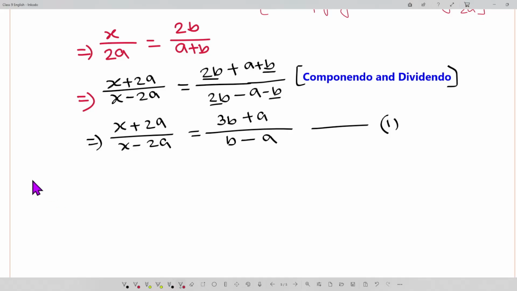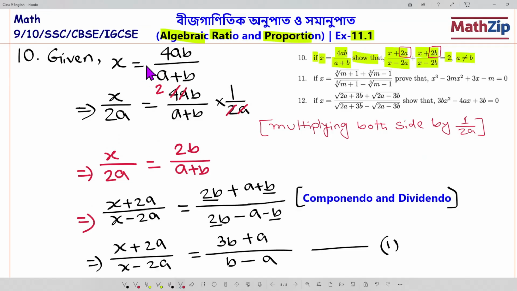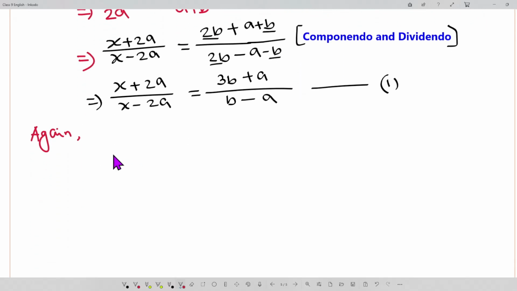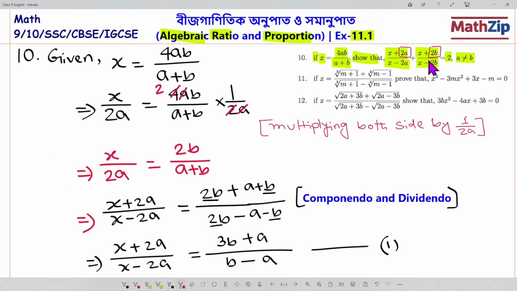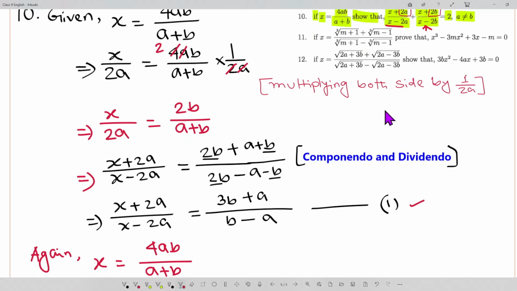Again we will start from the beginning. Here x equals 4ab divided by a plus b. Now our target is to make x plus 2b divided by x minus 2b. Look, we already got x plus 2a divided by x minus 2a in equation 1.